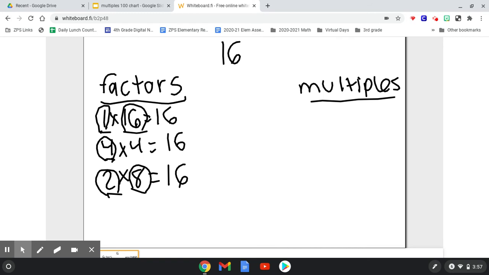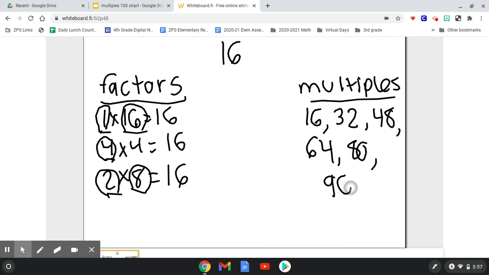Now my multiples are just my counting numbers. So I'd start with 16, and I'm counting by 16, which would be 32, 48, 64, 80, 96. I could keep going, but as long as you list a few, that would be good.